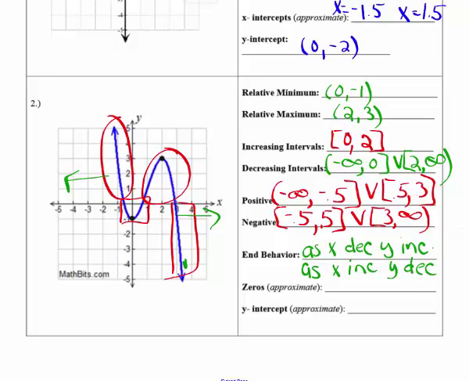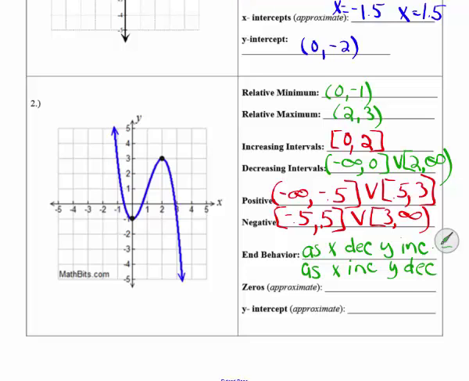Zeros, let me erase this. Zeros is where it crosses the x-axis, right? So x-intercepts and zeros are the same thing. So that's going to be approximately at, we have 3 of them. So x is negative 0.5, 0.5, and 3. Y-intercept, where it crosses the y-axis, is at 0, negative 1. Okay? All right, let's see.